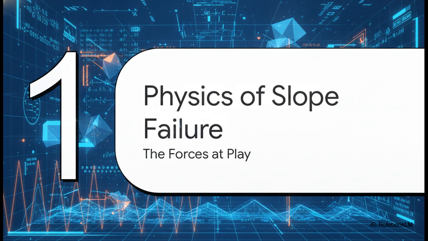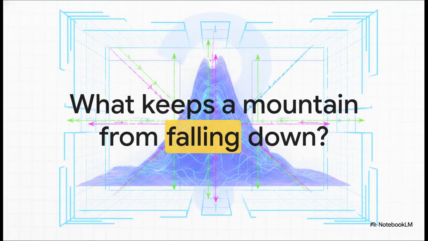All right, Section 1, the physics of slope failure. To truly grasp mass wasting, we kind of have to start treating the Earth's hills and mountains as literal battlegrounds. So I want to pose this fundamental question to you. What keeps a mountain from falling down? I know, it sounds like a child's question, right? But the answer is the absolute foundation of slope stability.